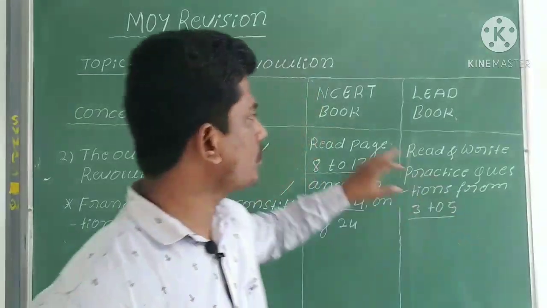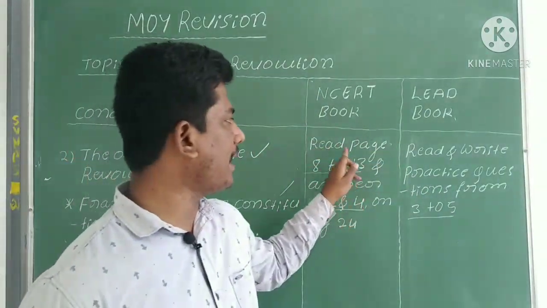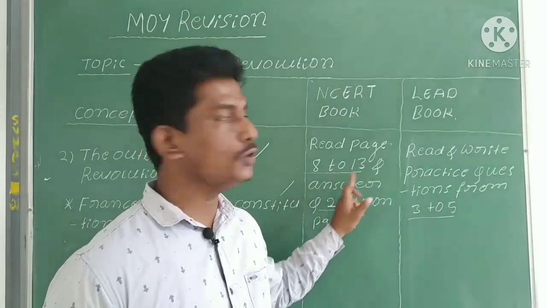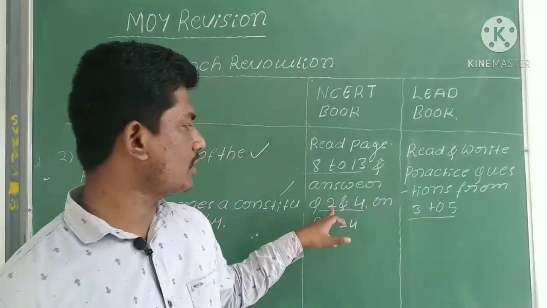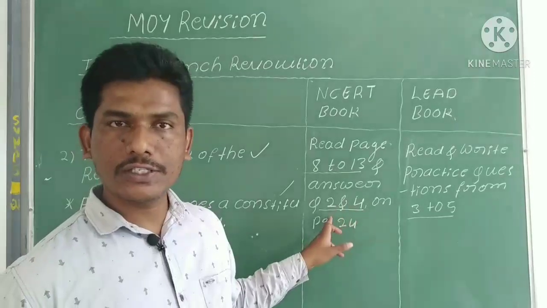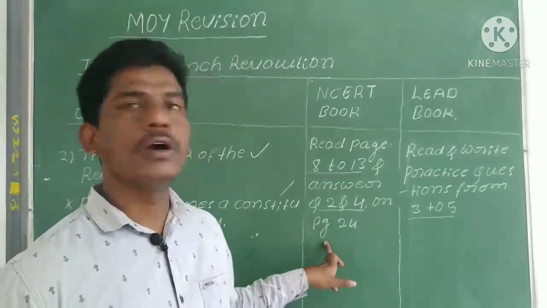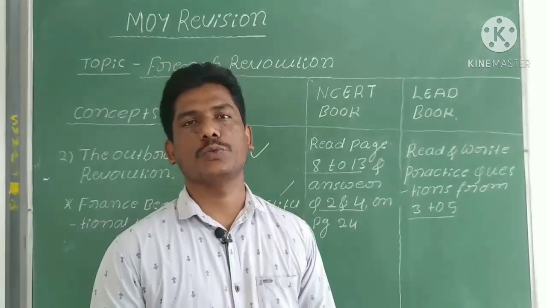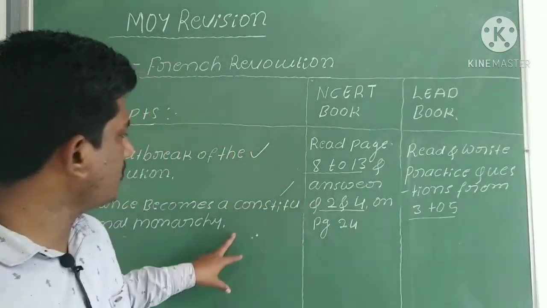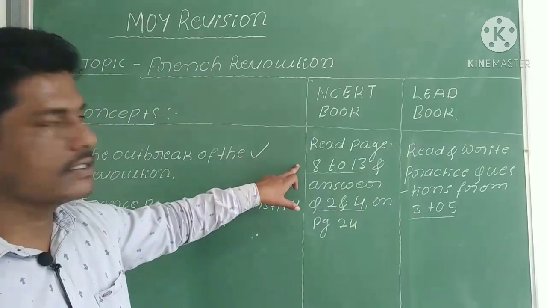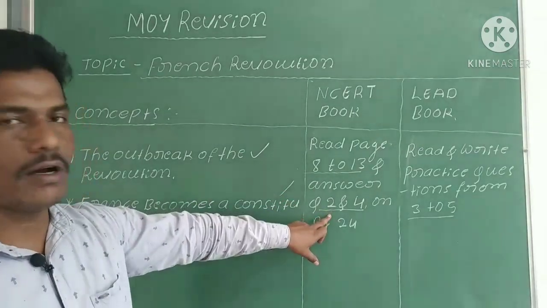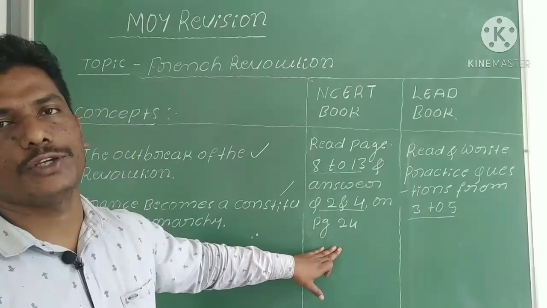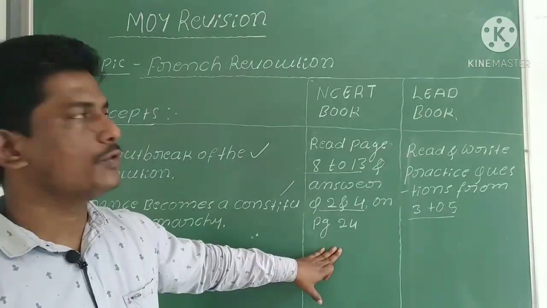Please see your NCERT textbook and read page numbers 8 to 13, and answer questions 2 to 4. These question answers are already given on page number 24 in the NCERT textbook. After finishing these two concepts, please try to answer questions 2 and 4 on page number 24.